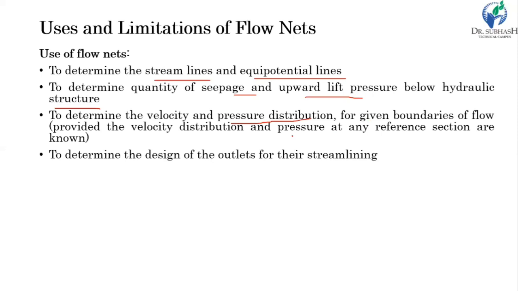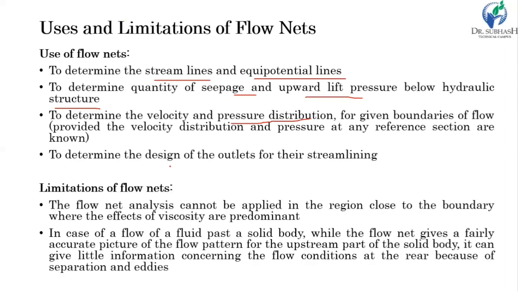From that, we can assume the amount of pressure or amount of velocity, and thus we can design or modify our design or predict the strength or the stability of the design. So in this way, it is very helpful in that perspective. And the last application is to determine the design of the outlet, that is, its streamlining. So these are the uses or applications of the flow net. Then let's see the limitation of the flow net.